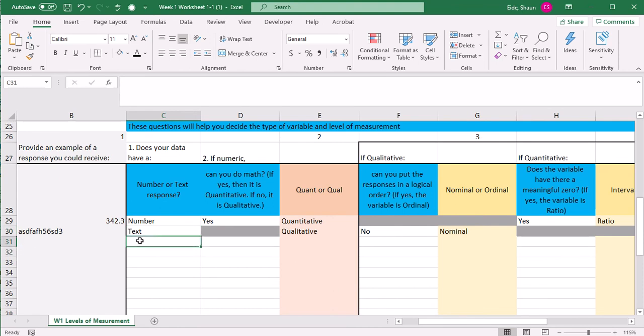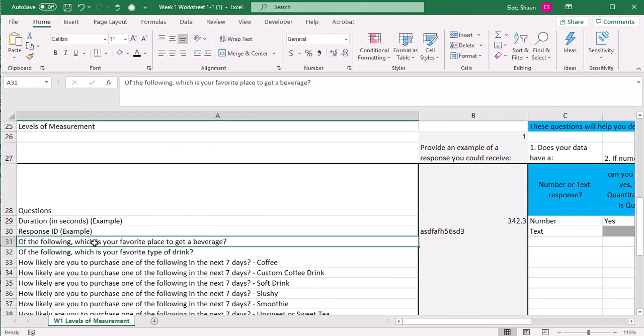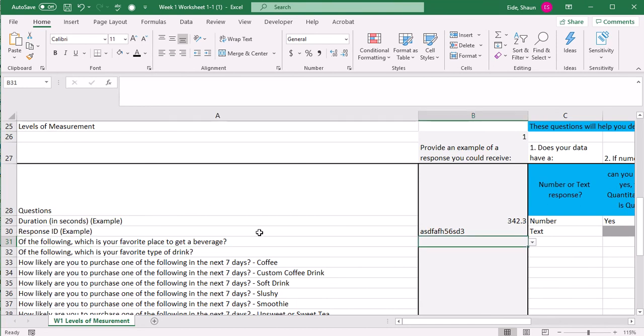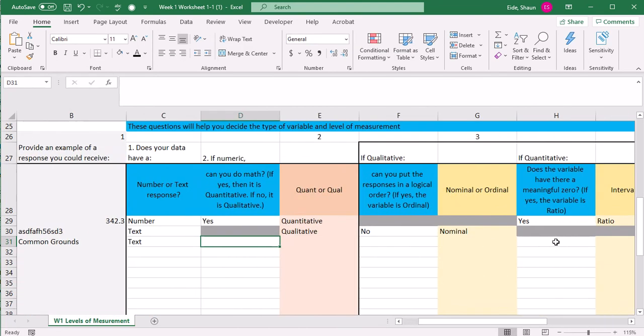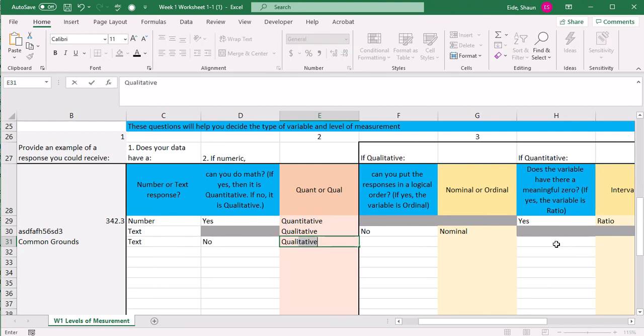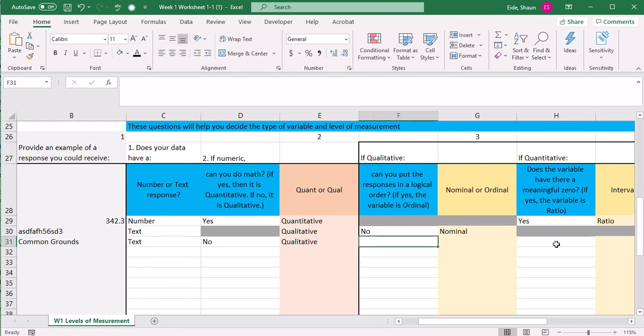So the next question is, is this a number or text response? Of the following, what is your favorite place to get a beverage? Looking at this right here, Common Grounds, this is a text response, right? Then after that, can you do math with this? No. Or you can make it gray, so this is qualitative, because you cannot do math with it.